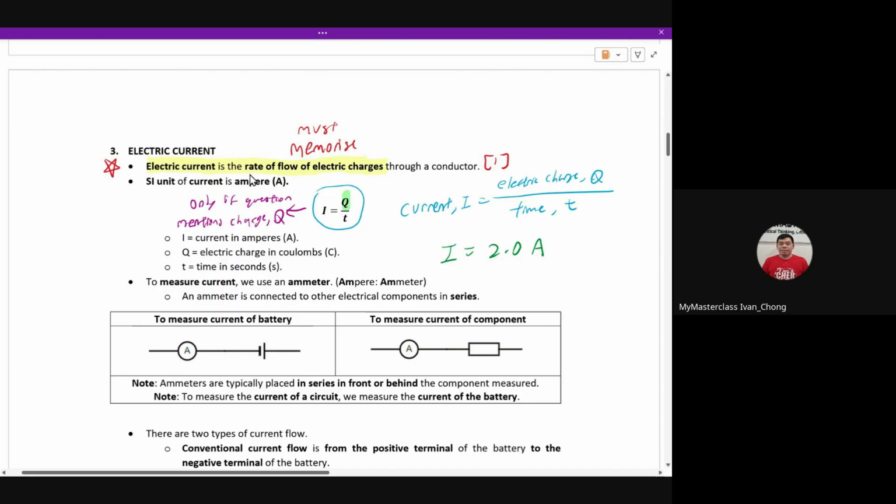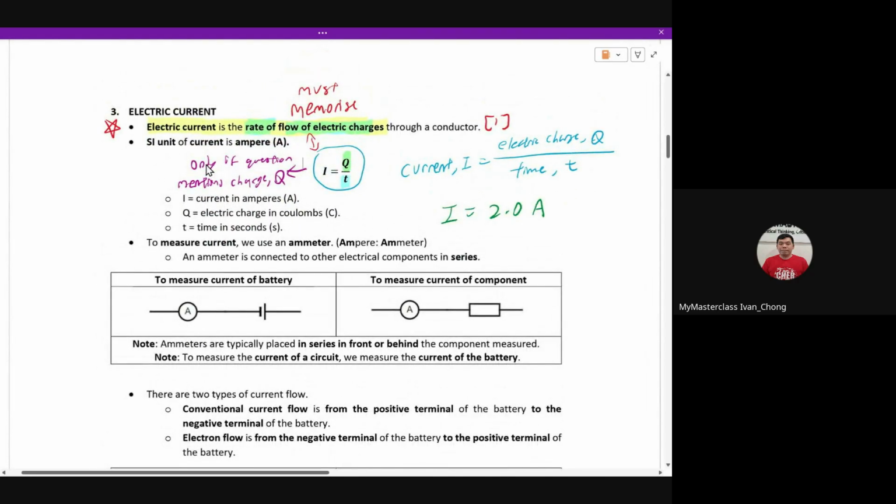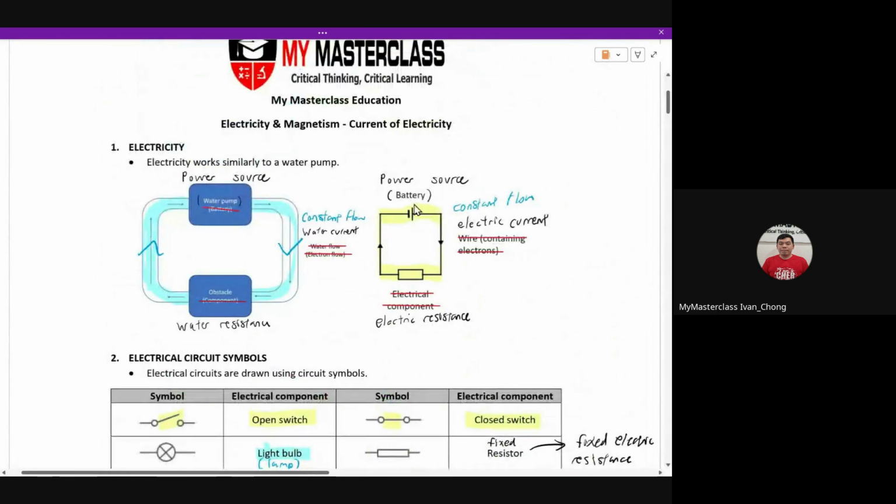In the definition, rate of means divide by time, and flow of electric charge is Q, so it's Q over t. If your English is good enough, you can change the formula into words, and these two are the same. Your rate of flow of electric charges is your electric current. Electric current is basically how much electricity is flowing in the same period of time, so how much current is flowing through my wires.